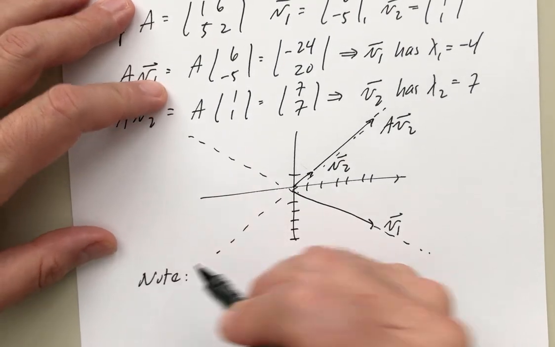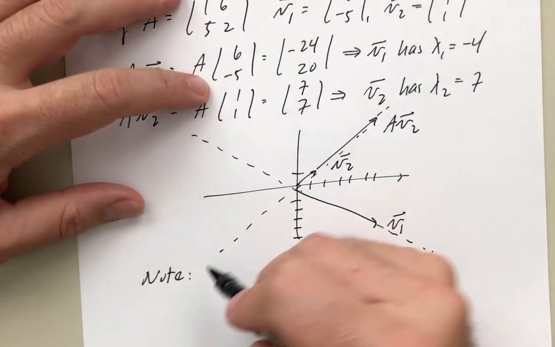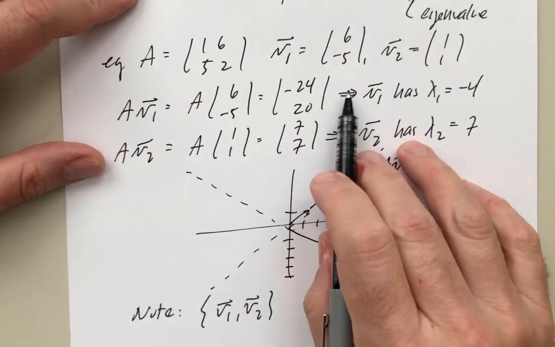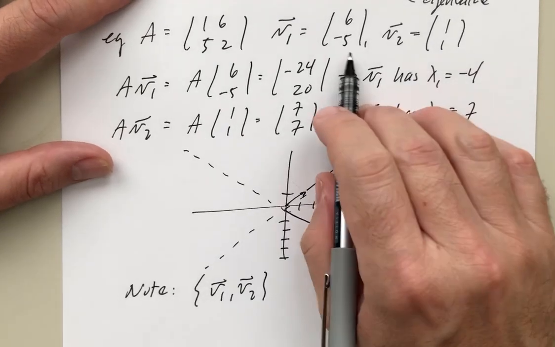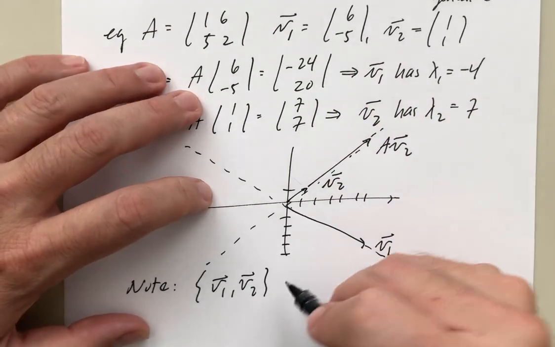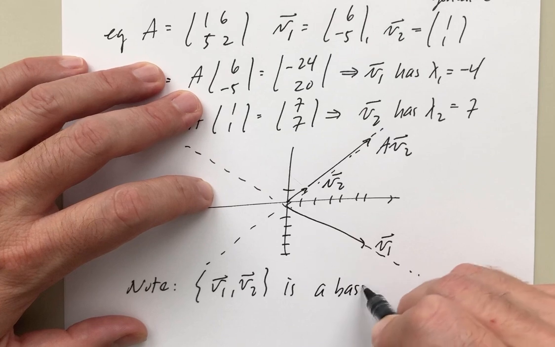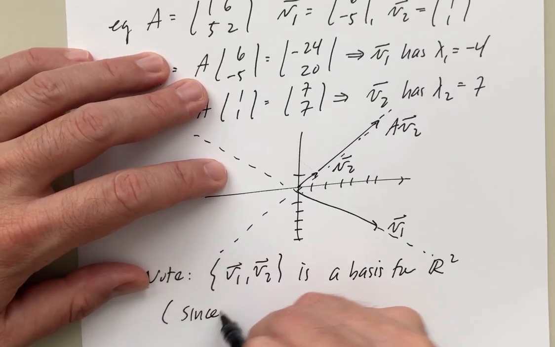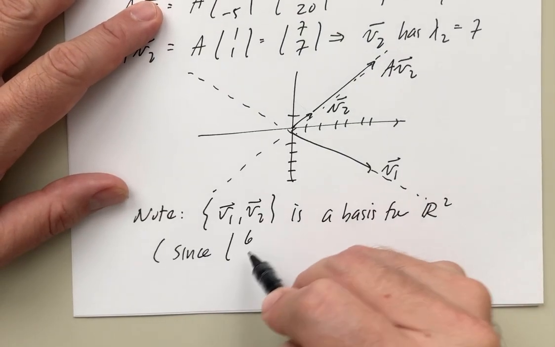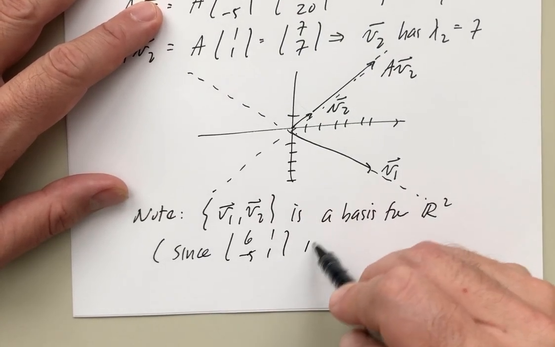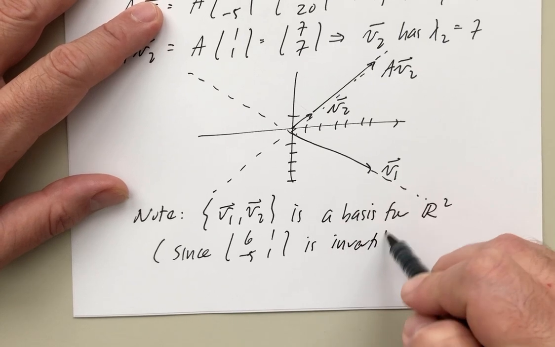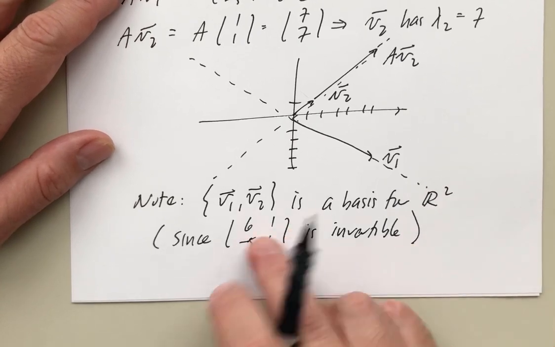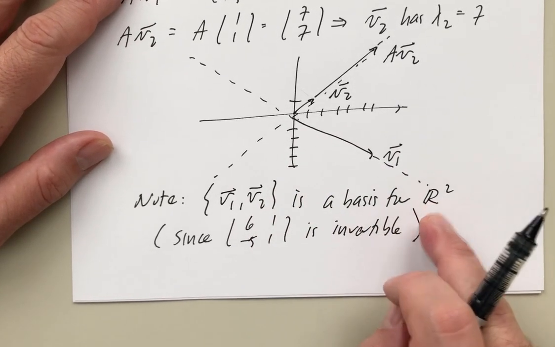What's kind of interesting here, to tie this back into what we've been studying, is that if I look at the collection V1, V2, this is two vectors in R2. If I make a matrix out of them, I get a little 2x2 invertible matrix. So this is actually a basis for R2. One way to see this is that the matrix I get by taking those as columns is an invertible 2x2 matrix. This matrix has a pivot in every column and every row. Therefore, it's a basis for Rn, in this case R2.